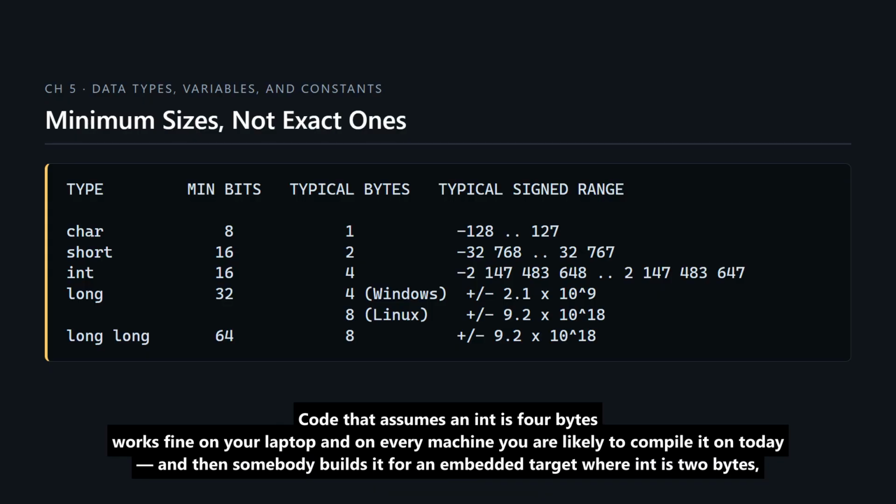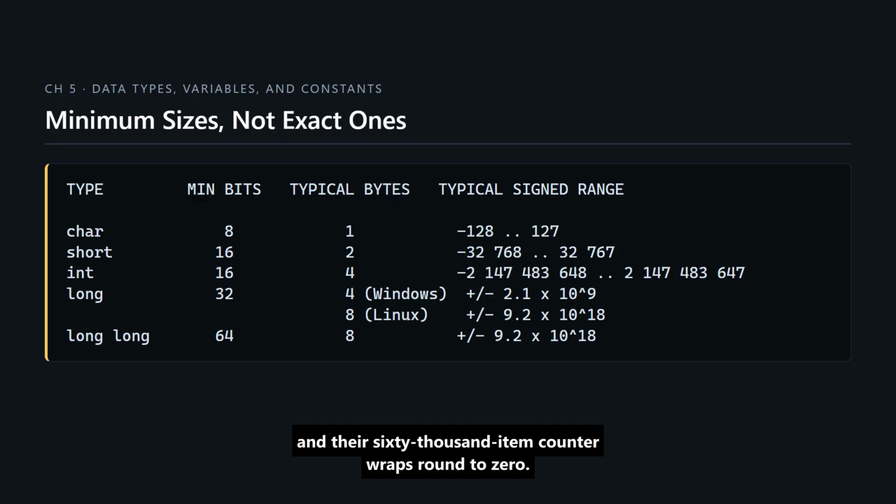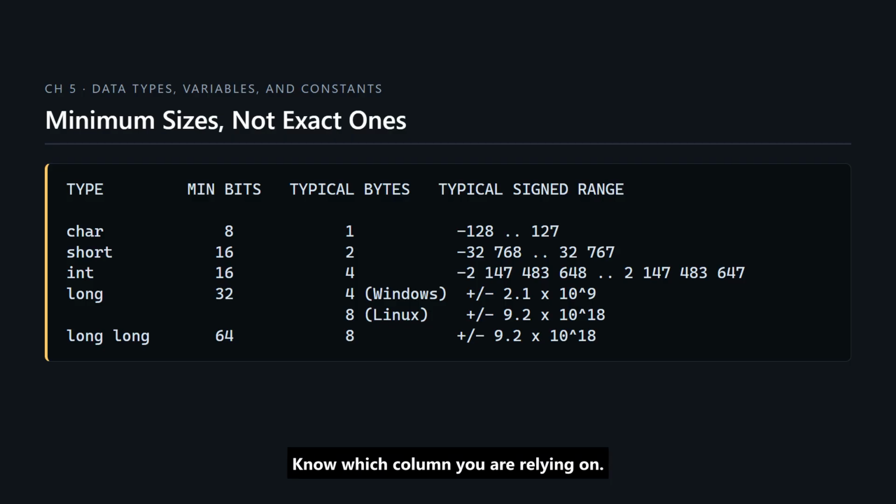Code that assumes an int is 4 bytes works fine on your laptop and on every machine you are likely to compile it on today, and then somebody builds it for an embedded target where int is 2 bytes, and their 60,000 item counter wraps round to 0. Know which column you are relying on.